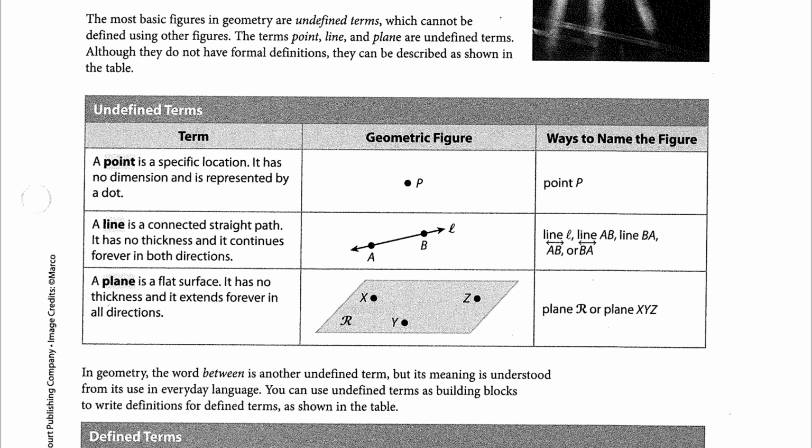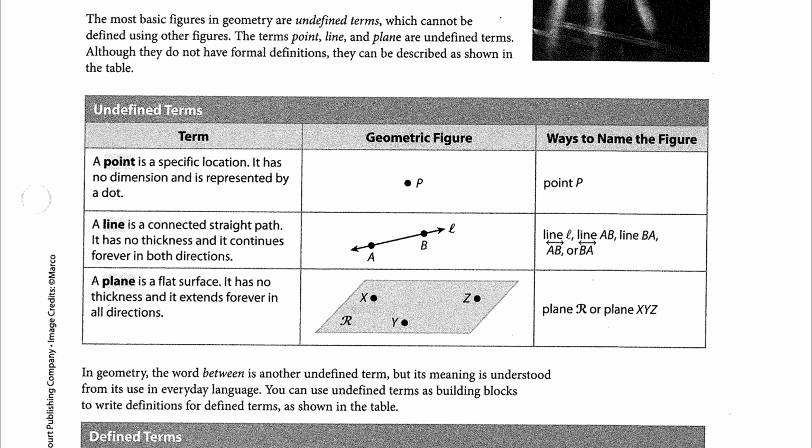A point is a specific location. It has no dimensions and is represented by a dot. The reason it's an undefined term is not because we don't have a definition for it, but because it can't be defined by other things that already exist. So a point is a specific location, and the way that we name that type of figure is point P. A line is a connected straight path, and it has no thickness and continues forever in both directions.